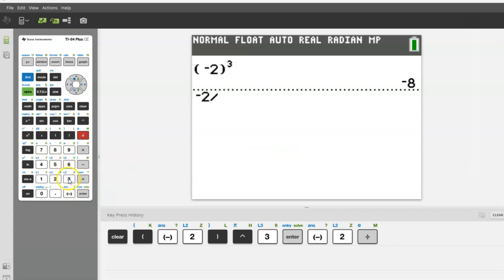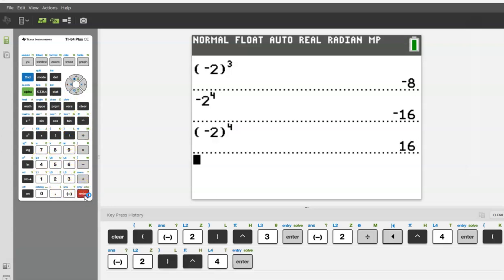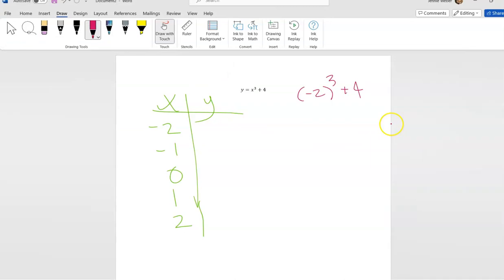-2 to the fourth and (-2) to the fourth. These are different answers. Mandatory. Now, when I come over here, how do I know I have parentheses? Well, because all of x is to the third. So anything that goes in there goes in parentheses. So when you're inserting for a variable, they always come in with parentheses. Okay, so that's just some things.